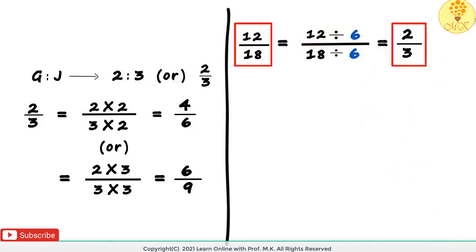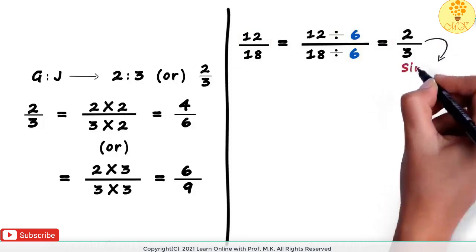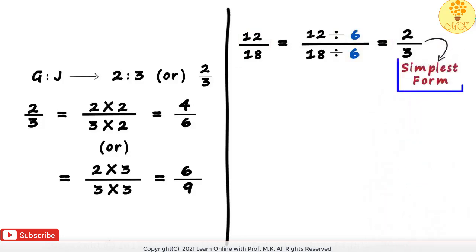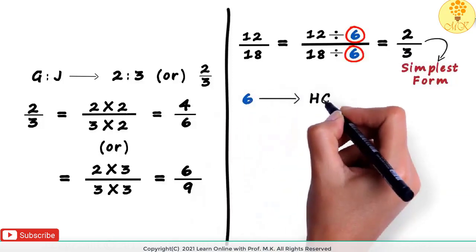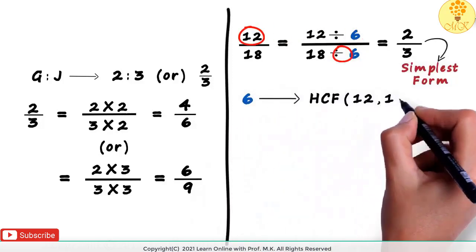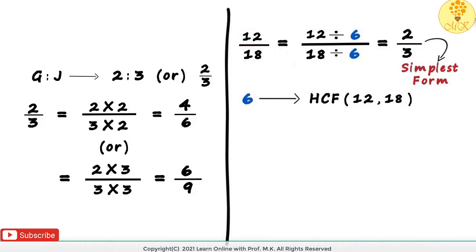12/18 and 2/3 are the same. 2/3 is called the simplest form. It means this cannot be reduced further. But how did we know what number we are supposed to divide them by? The number 6 is actually the highest common factor of the numerator and the denominator. If we divide the numerator as well as the denominator by their HCF, we get the simplest form.